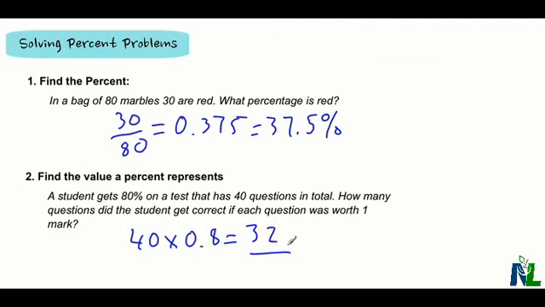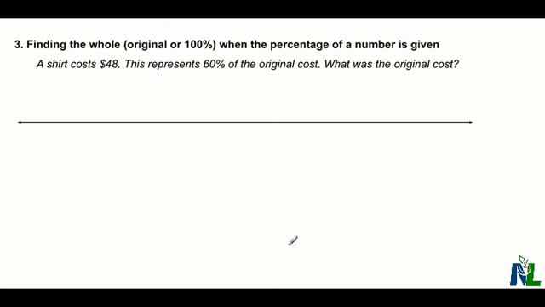Okay, so those are the first two types of percent problems. The next one that I'd like to go over is where you're looking for the original, the whole, or the 100%, the original number when the percentage of a number is given. So say a question like this: a shirt costs $48, and it represents 60% of the original cost. What was the original cost?